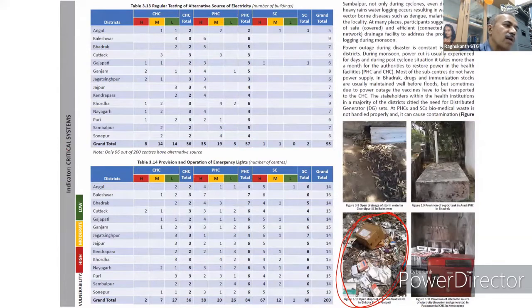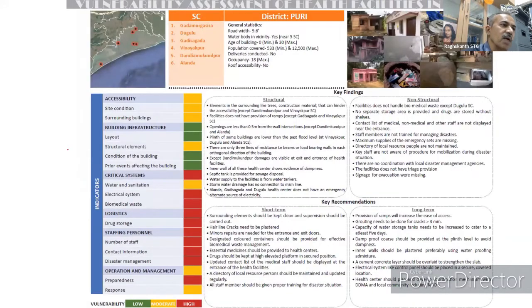So we have got all these critical systems in detail: the hospital structural components, non-structural components, then the staff, personnel, disaster preparedness. Everything we have done for all the hospital buildings. Finally, we have developed something like this. We have even developed a website, a GIS-based platform. You can see these are the indicators.